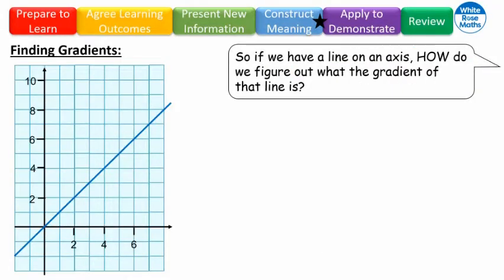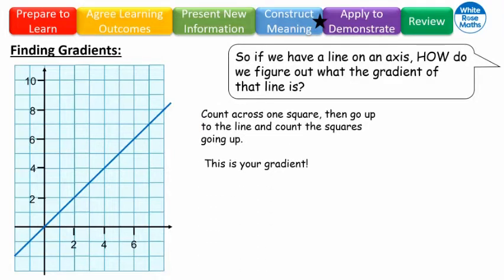So another question you might be asked is to find the gradient. So if we have a line on an axis, how do we figure out what the gradient of that line is? So let's have a look. Count across one square, then go up to the line and count the squares going up. So this is the first technique we're going to show you. First, we count the square across, then we count how many squares upward we go until we meet the line. So for this example, we go up one square.